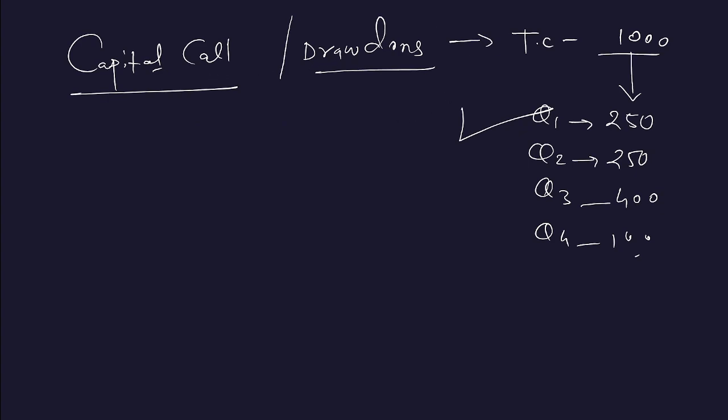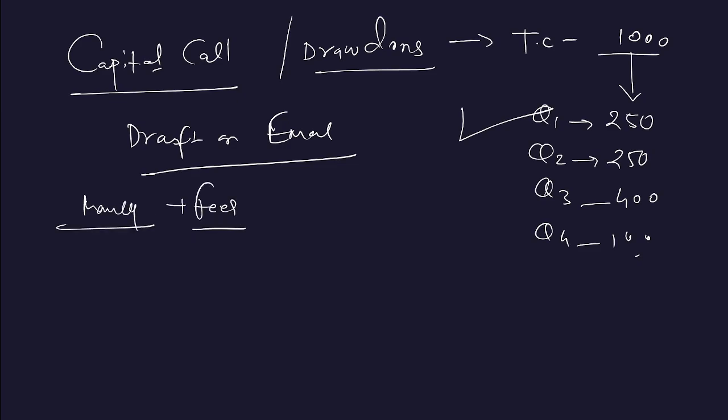But before receiving this fund, what do we do? We draft an email to investors: dear investor, fund name, date. Then the amount the investor agreed to pay at this time, and the due date. You can provide everything in that email to the investor, along with bank details. And if you are calling the management fees, you can highlight management fees or any other fees, let's say partnership expenditure, and send it to the investor.